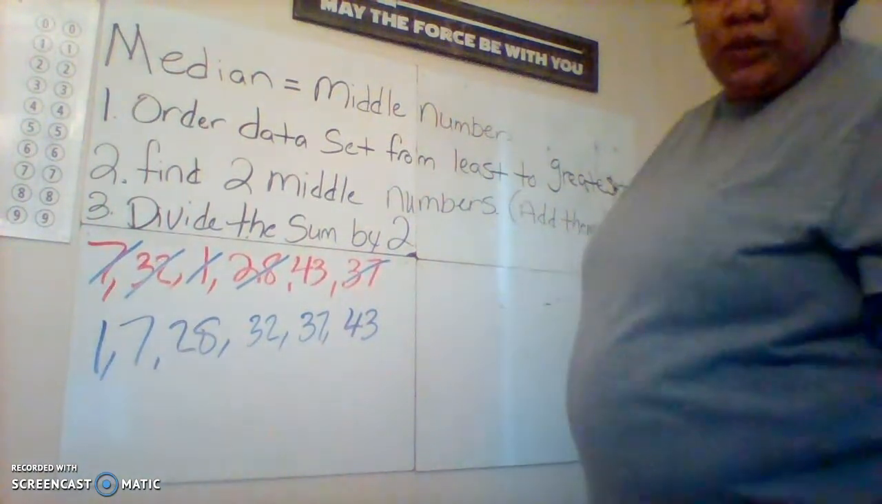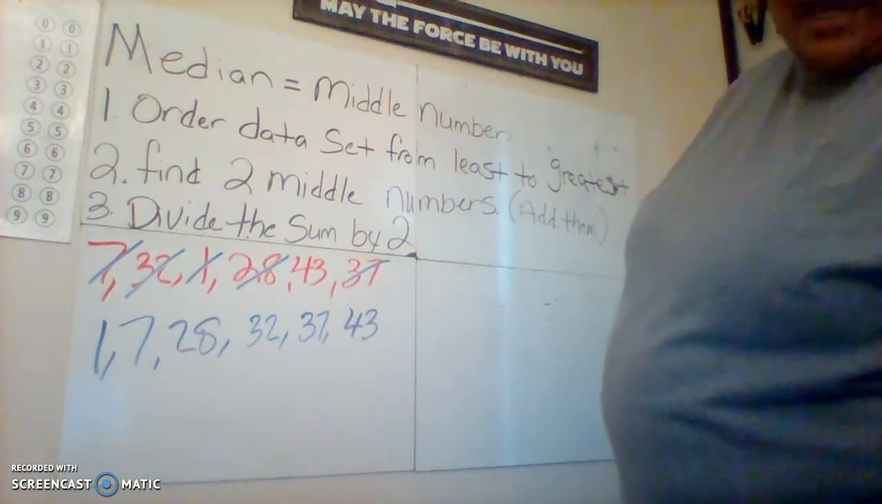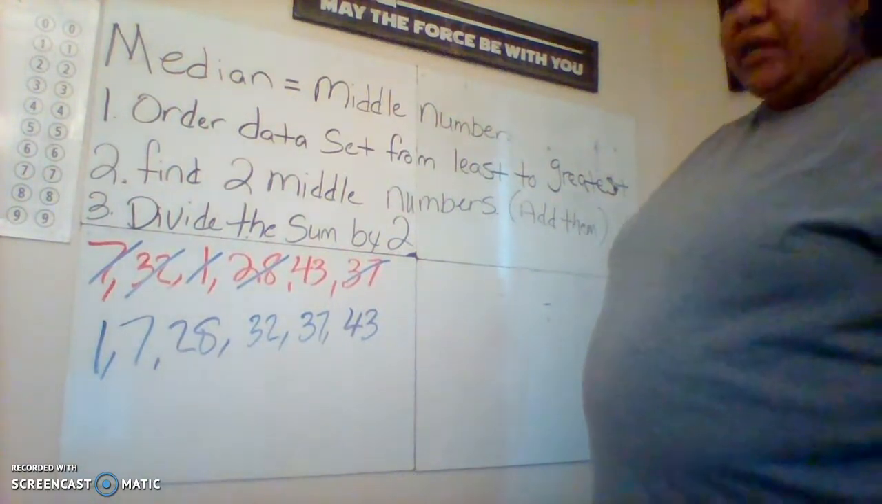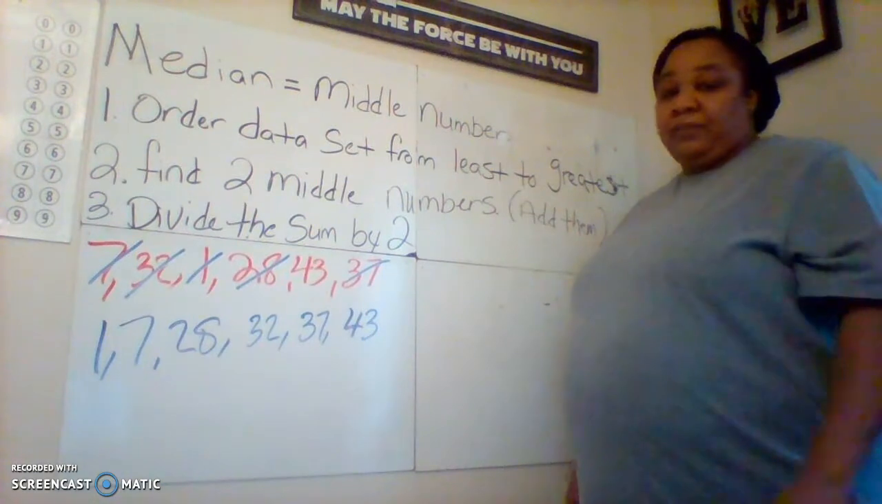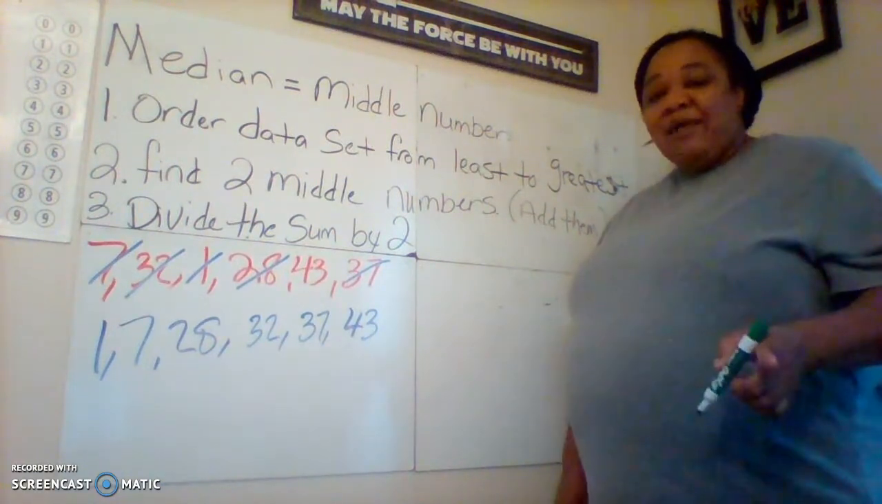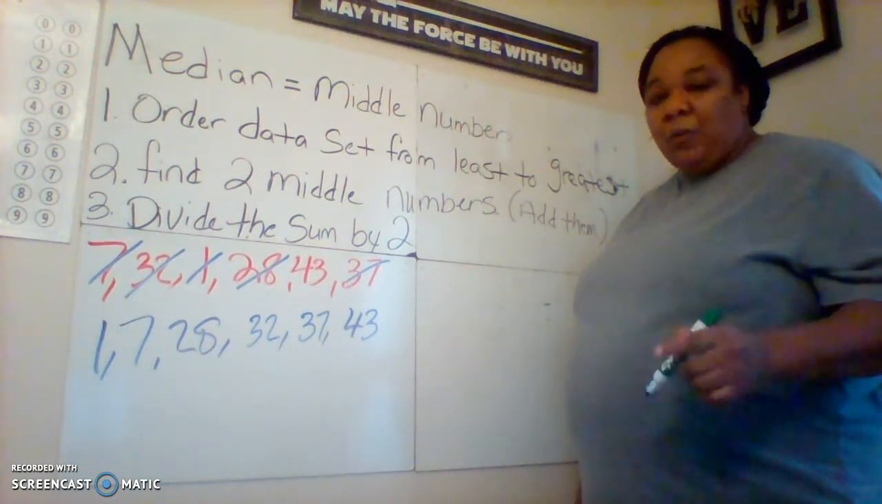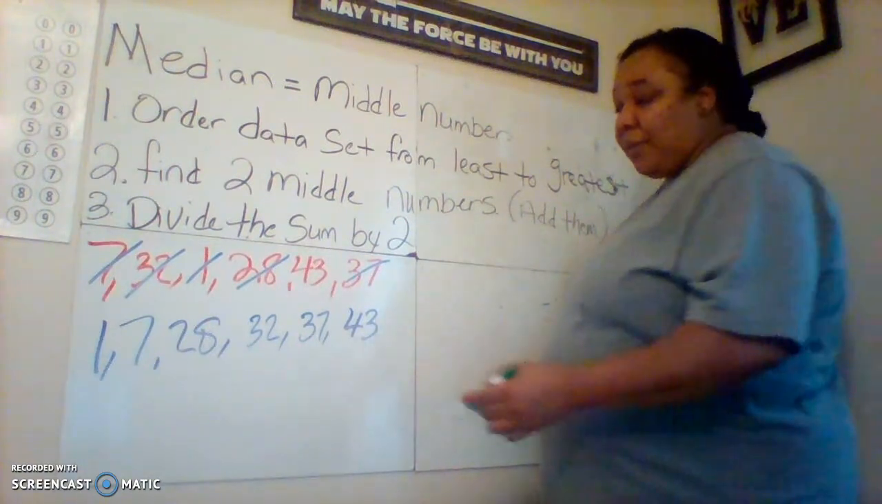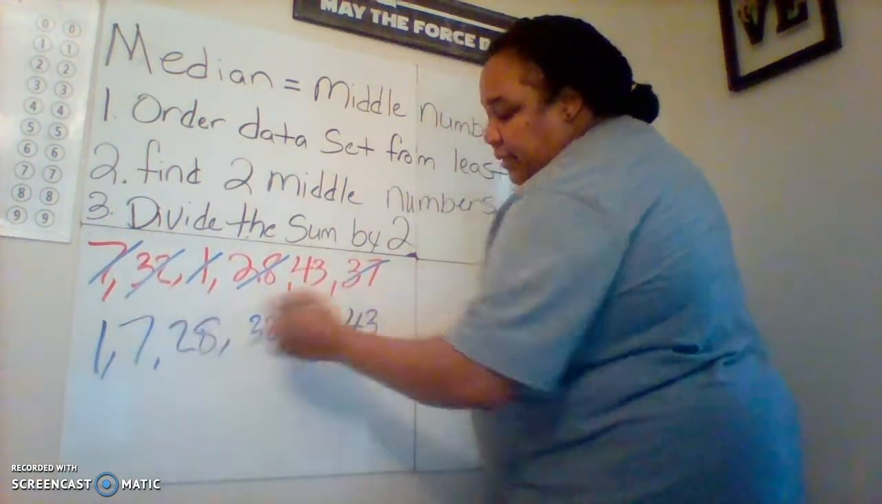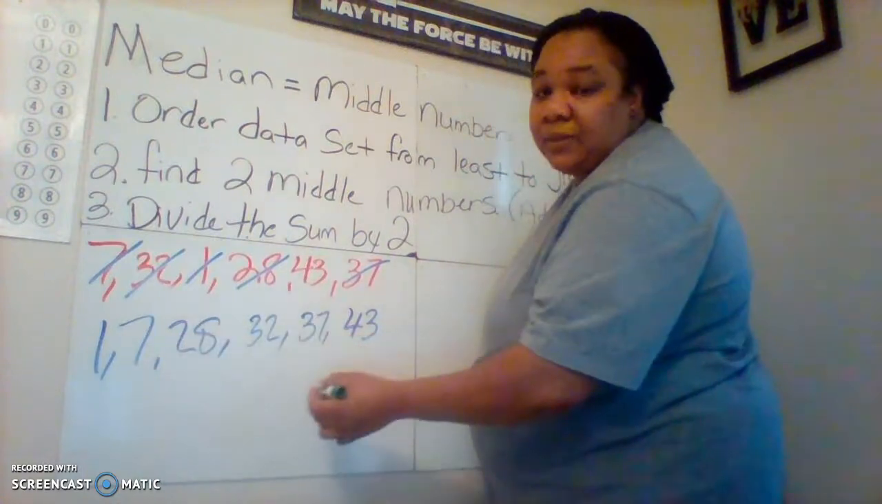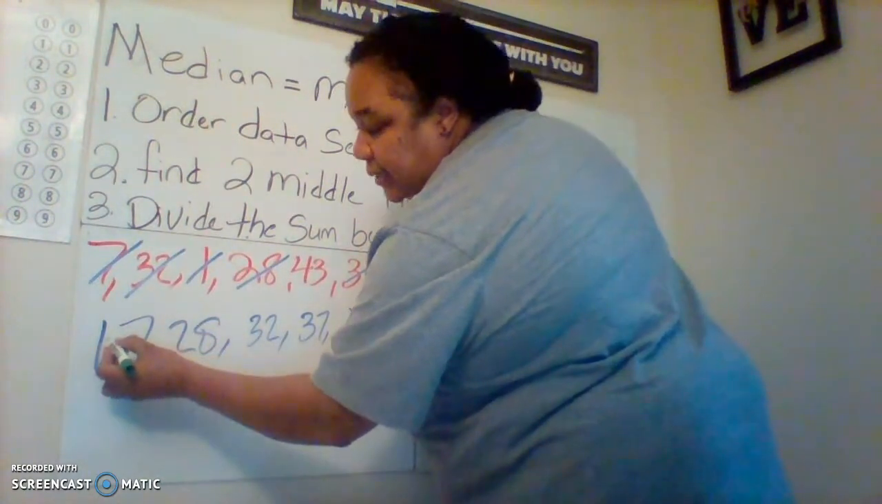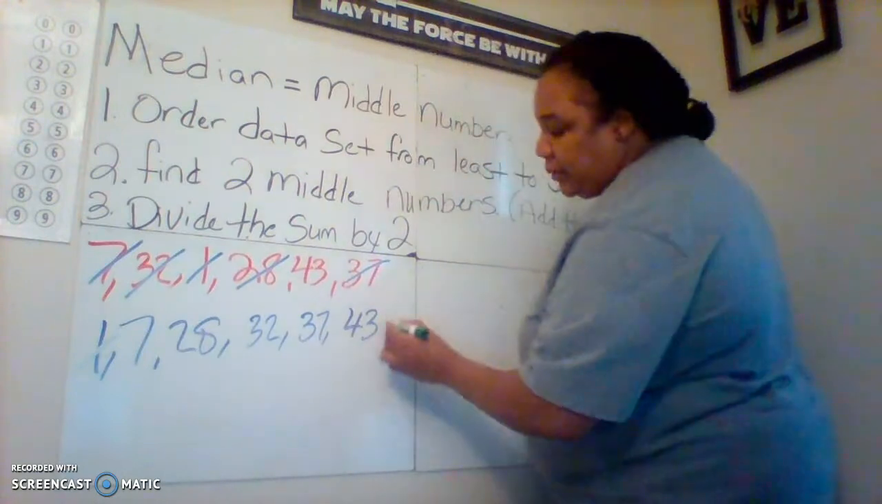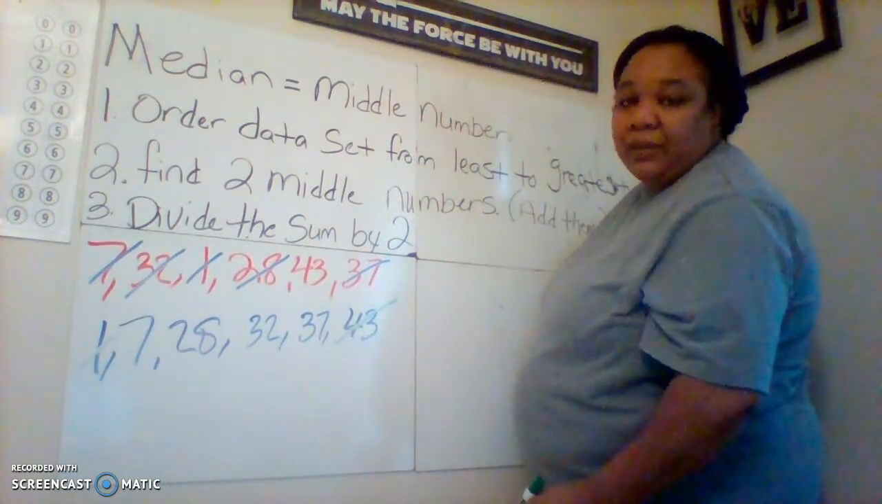The next thing I'm going to do is cancel out some of my numbers in order to get to my middle 2 numbers. I have a strategy so I won't get myself confused. I'm going to start with the first and the last numbers. So when I say cancel out, like this, I have 1, I'm going to mark it out. 43, I'm going to mark it out.